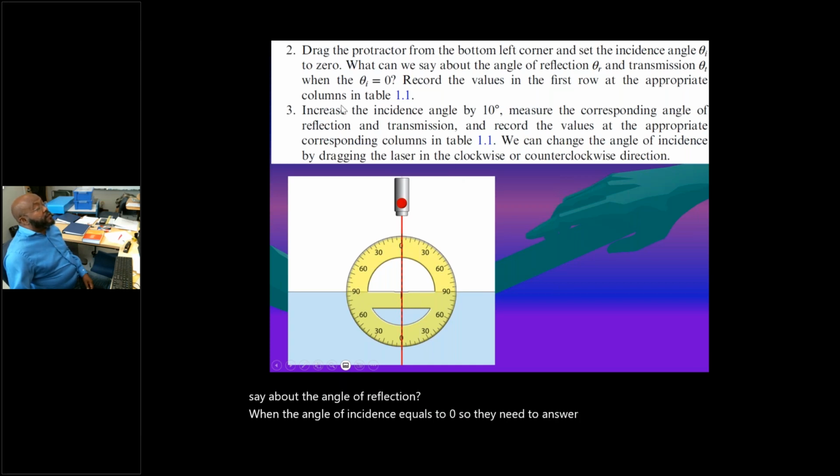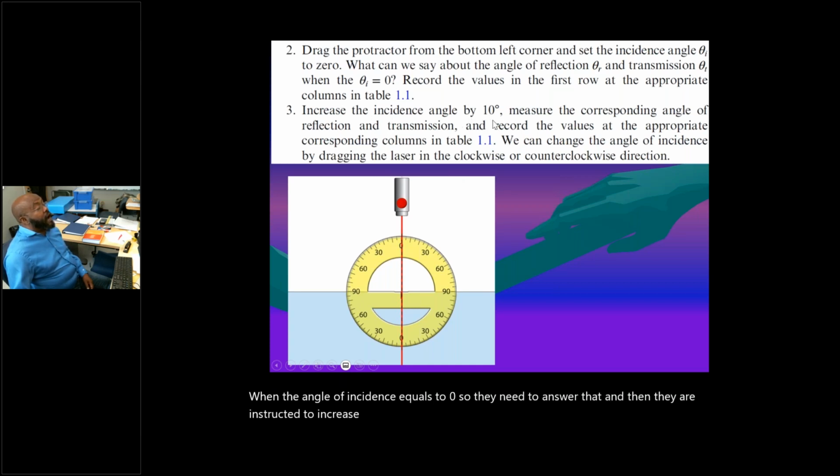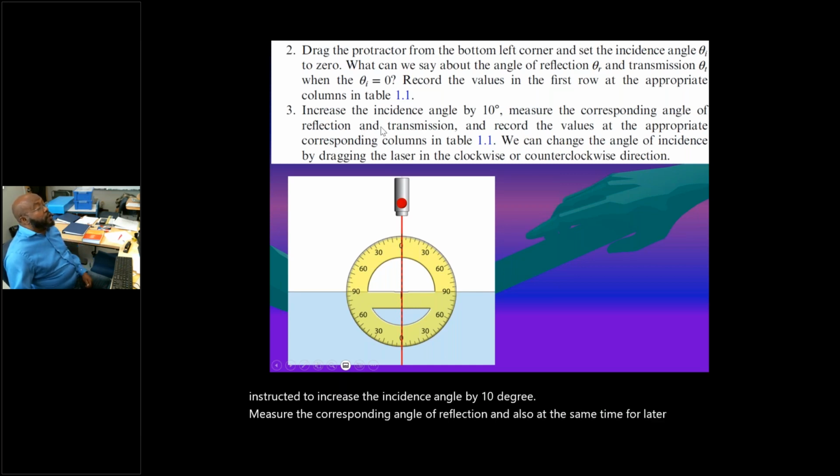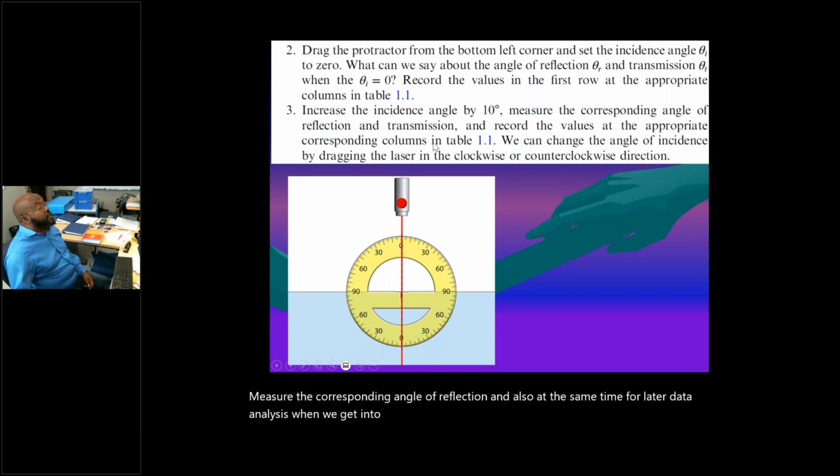And then they are instructed to increase the incidence angle by 10 degrees and measure the corresponding angle of reflection. At the same time, for later data analysis when we get into the law of refraction, they need to also measure the transmission angle.